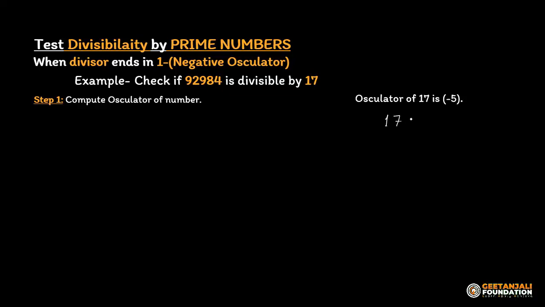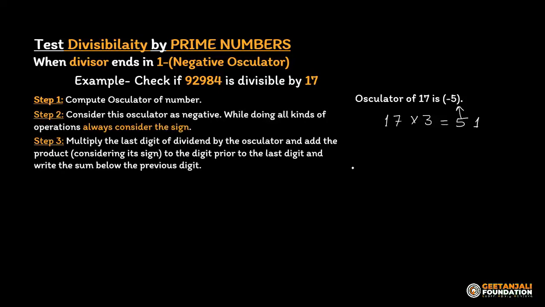How? 17 times 3 is 51. We drop 1 and take this 5. The negative of this number is going to be your oscillator. Now we have to oscillate. So to oscillate it, first of all we will write the number. The number is 9, 2, 9, 8 and 4. So first we multiply this 4 with minus 5.